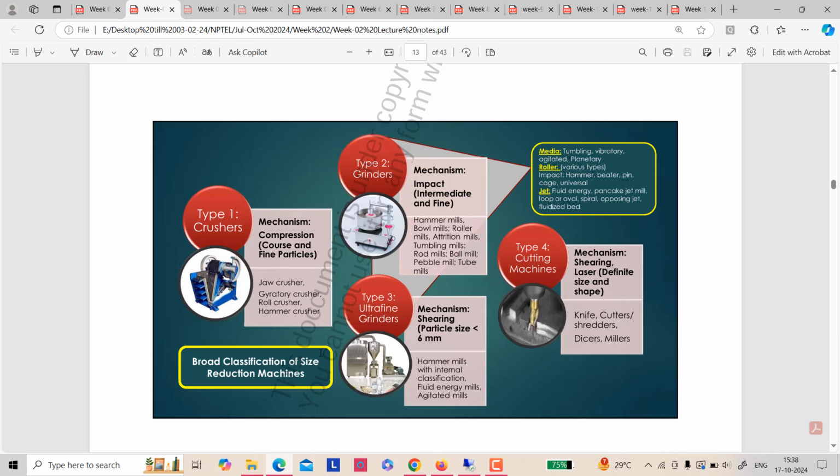Next comes the grinder, where we use the impact method. Hammer mills use the impact method. Attrition mills use the attrition method. Rod mills, ball mills, etc. Ultrafine grinders use the shearing method, where the particle size is less than 6 millimeters, and the final cutting machines use the shearing method: knife cutters, shredders, dicers, etc.